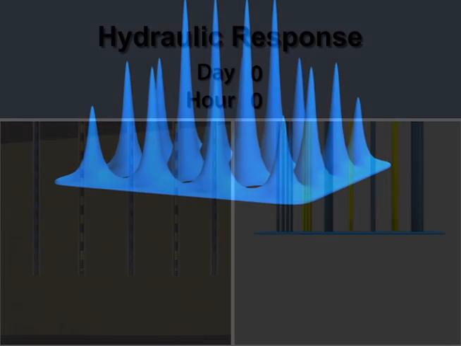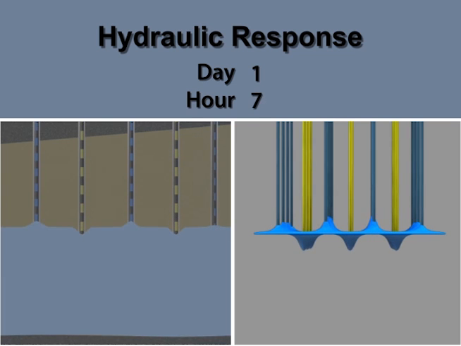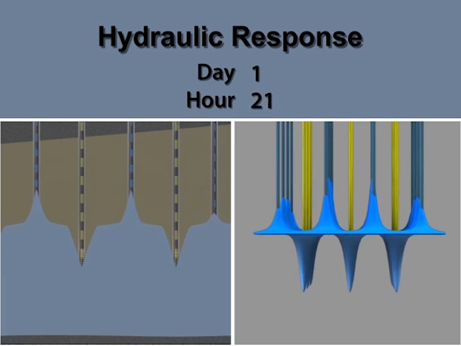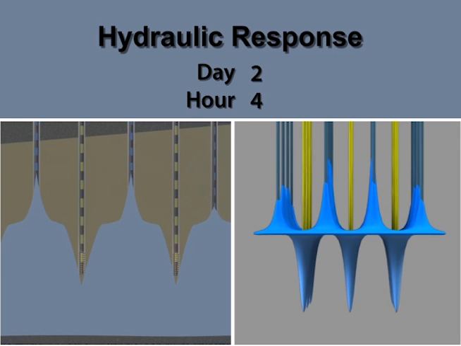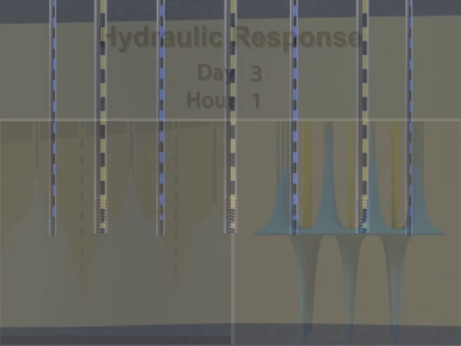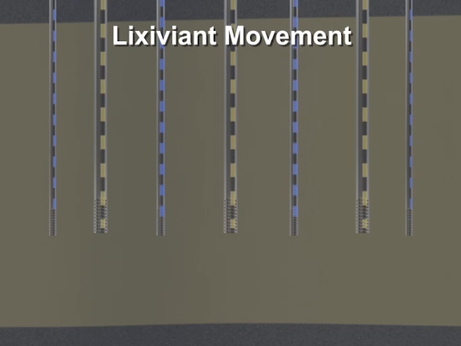The hydraulic response of the aquifer occurs relatively rapidly. The previous views illustrated the response within the production zone to extraction and injection over a 2-day period. The physical movement of lixiviant through the formation is much slower. The following sequence illustrates the movement of lixiviant from the injection wells toward the extraction wells.